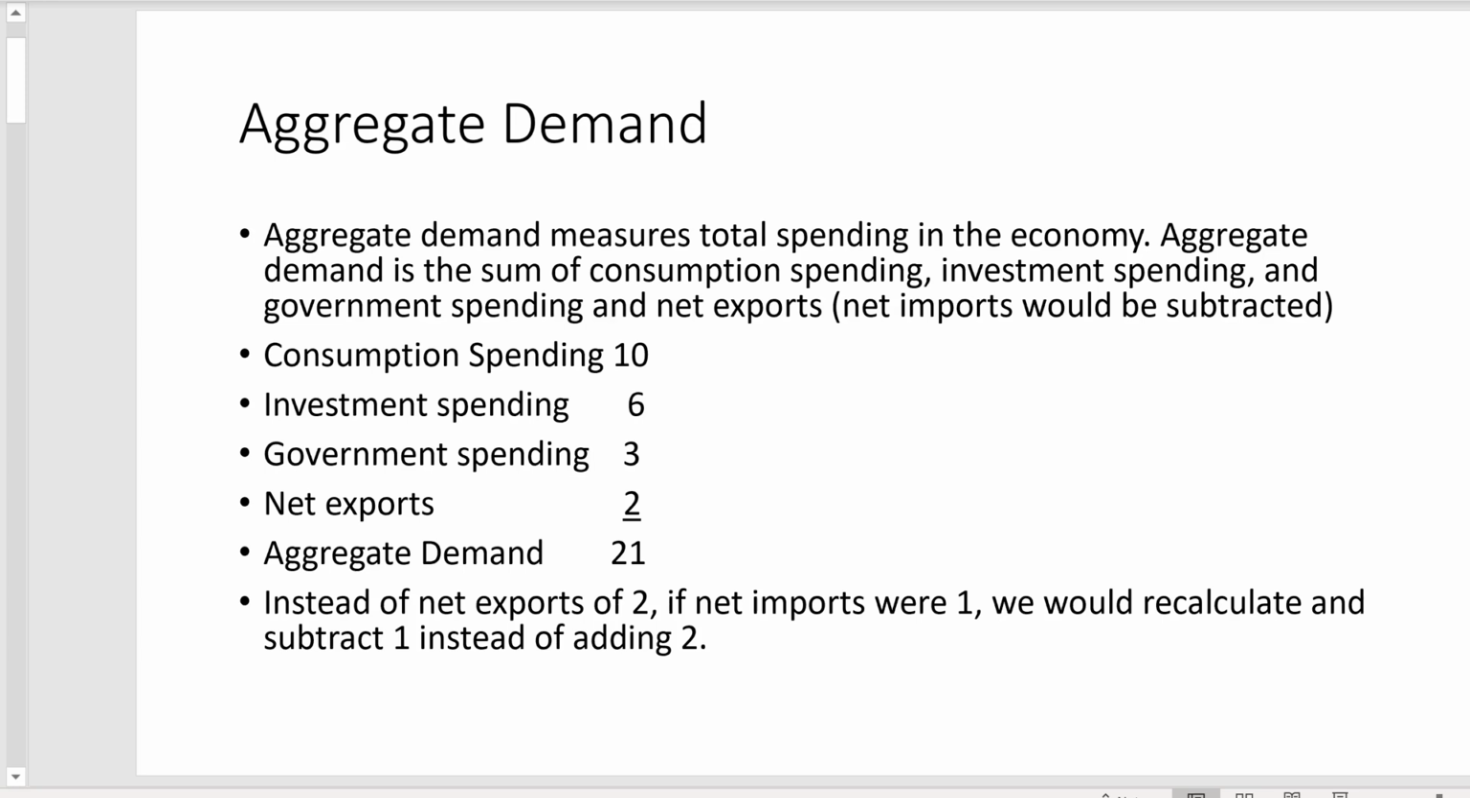Now, instead of net exports of 2, if it said in the facts that you had net imports instead, then you would have to recalculate. And if net imports were given as 1, then you would actually subtract 1 instead of adding the 2 for net exports. You'd still have the 10, the 6, and the 3, but then you would subtract 1 for net imports, and your aggregate demand would be 18.